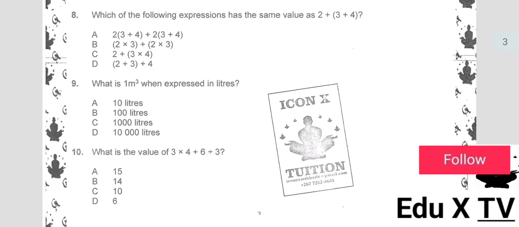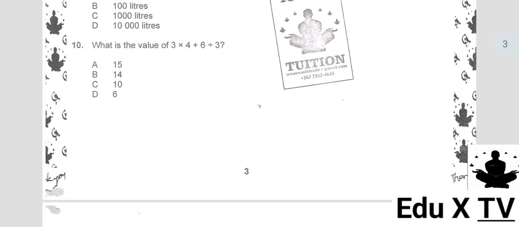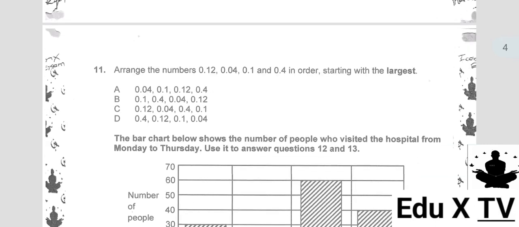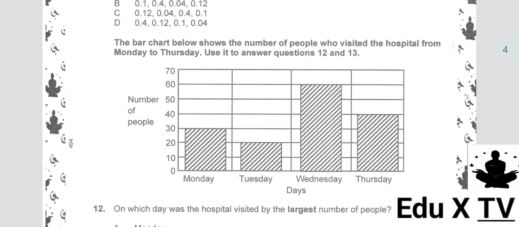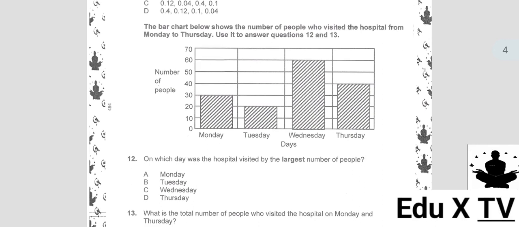Number 9. What is 1 meter cube when expressed in liters? The answer is C. Number 10. What is the value of 3 times 4 plus 6 divided by 3? The answer is B. Number 11. Arrange the numbers 0.12, 0.04, 0.1, and 0.4 in order starting with the largest. The answer is D.